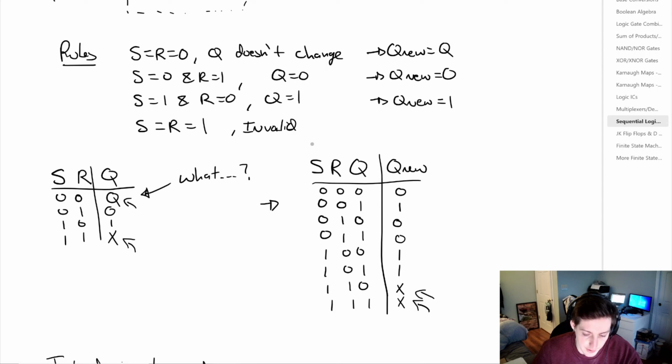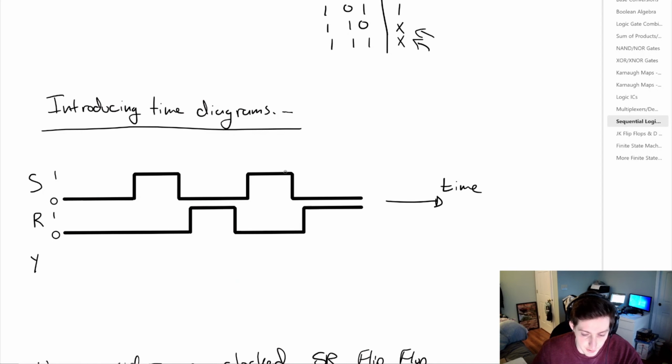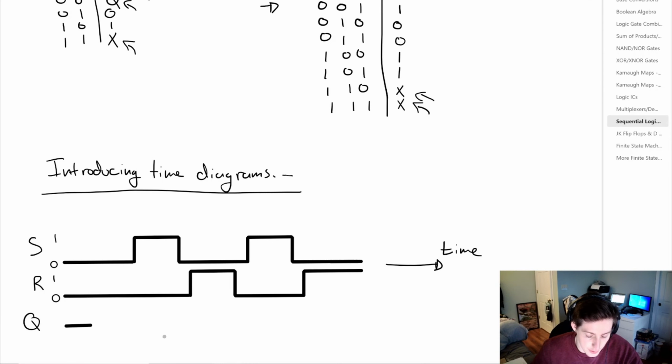Now, because we need to know what the past value of Q is, we have to introduce something new. And that's going to be a time diagram. Horizontally, left and right, that's going to be time. And for each signal S and R, we're going to have it taking place either a 0 or a 1. So S and R will be changing with time. Now what we want to concern ourselves is what the output Q looks like as a function of time. So to do that, we're going to initially assume Q is low by convention.